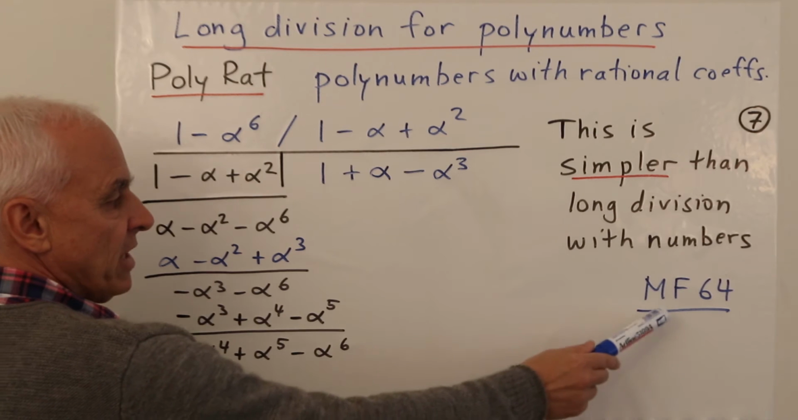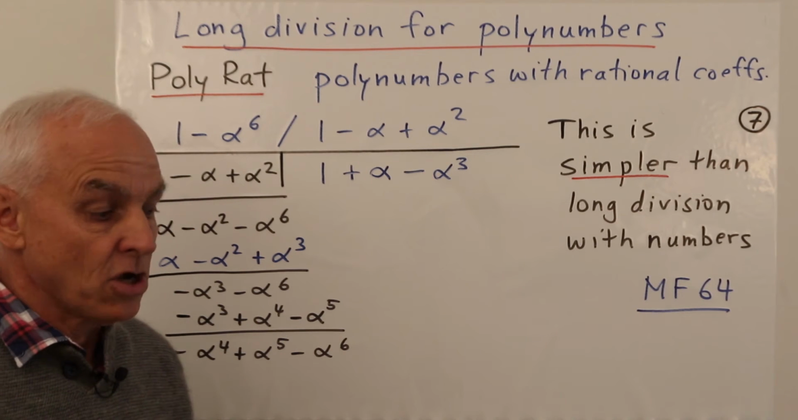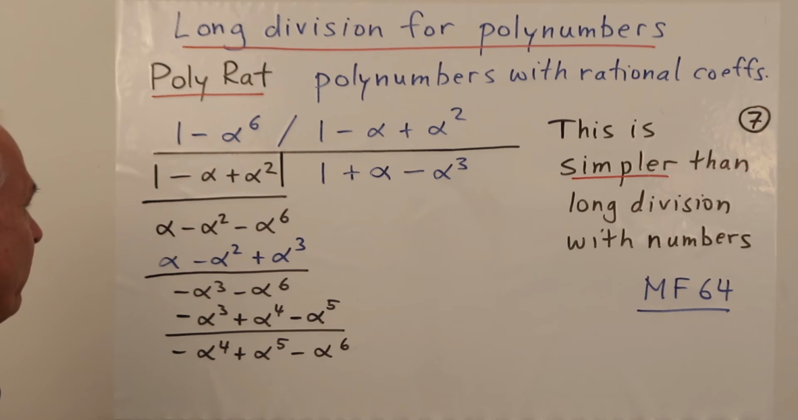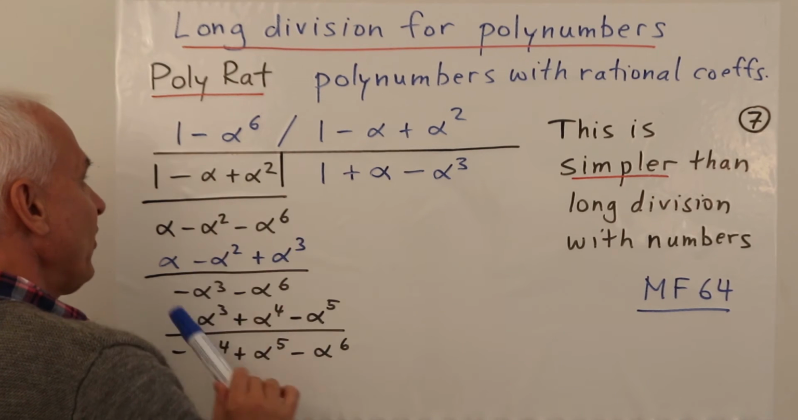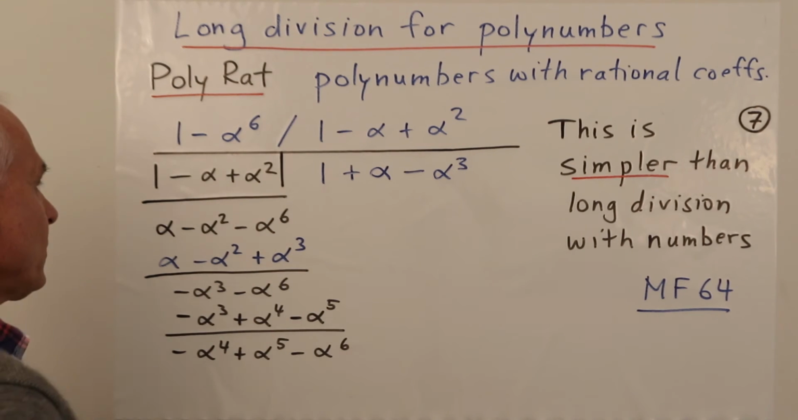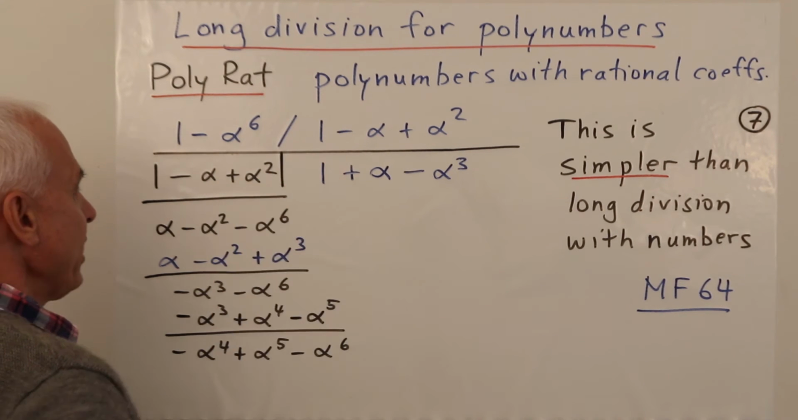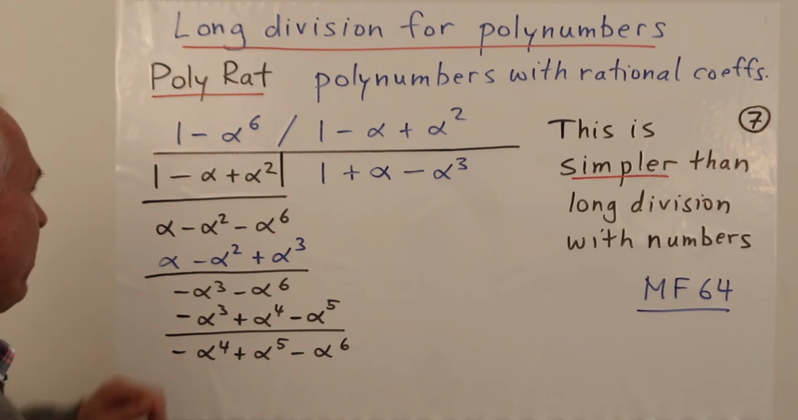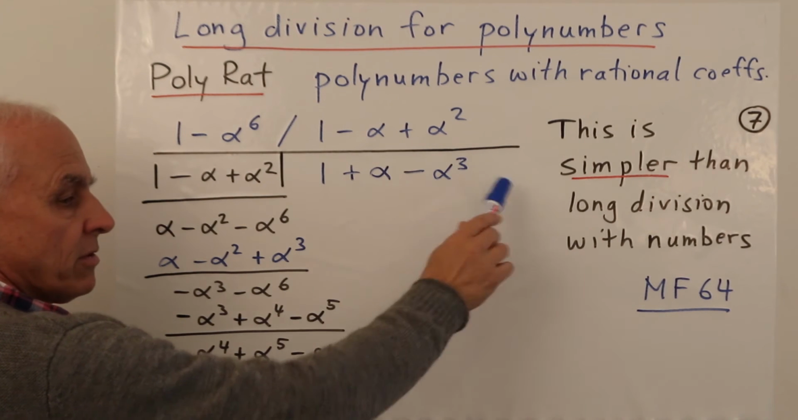By the way, the Math Foundation 64 video talks a little bit more about this if you want to have some more information. Okay, so what we do is we write 1 minus alpha to the 6th divided by 1 minus alpha plus alpha squared. We write a bar, and we'll make a little vertical line here, and we're going to do some work over here, and our answer is going to be output here, all right?